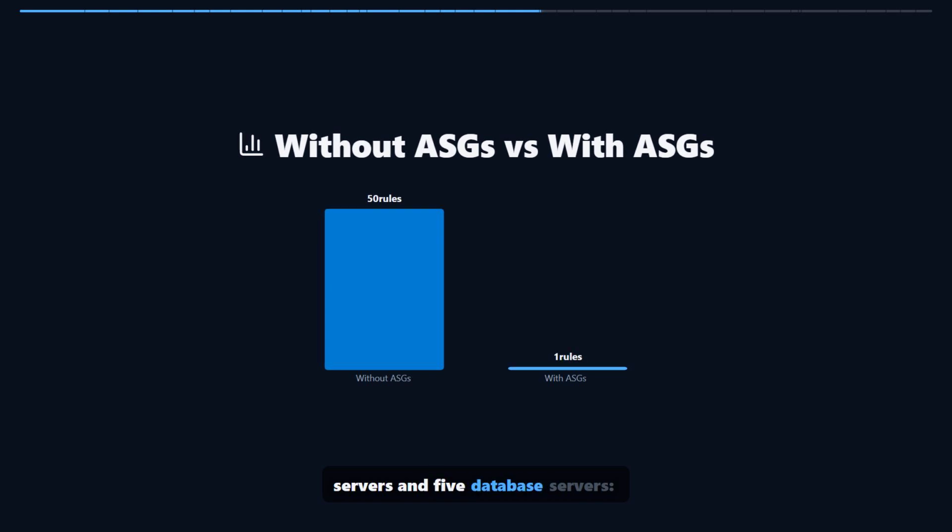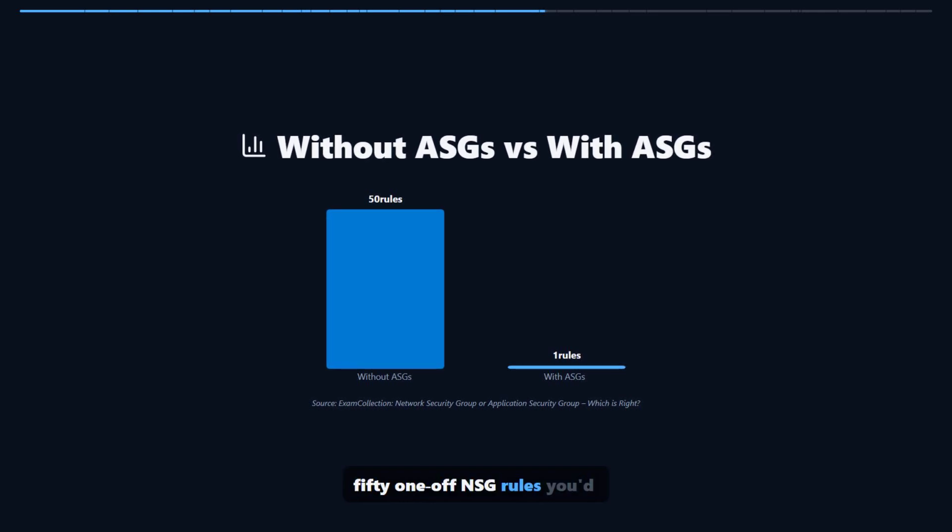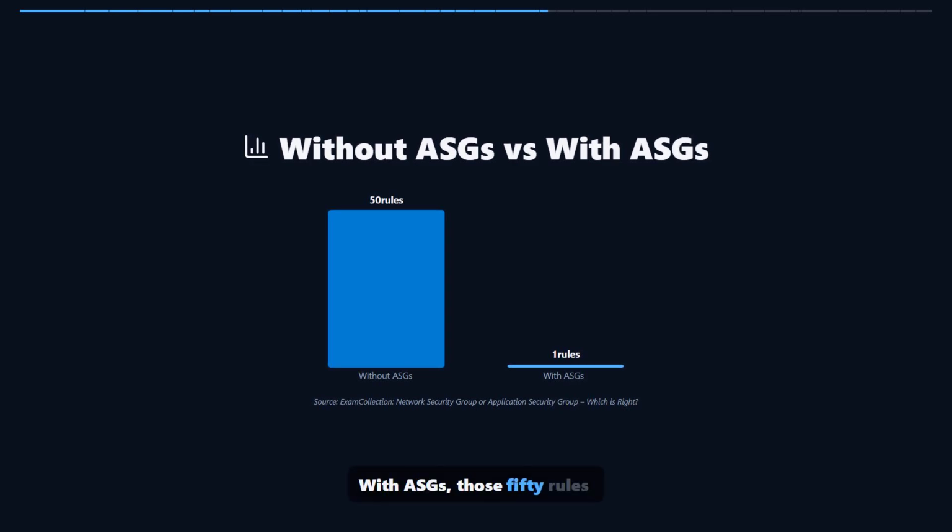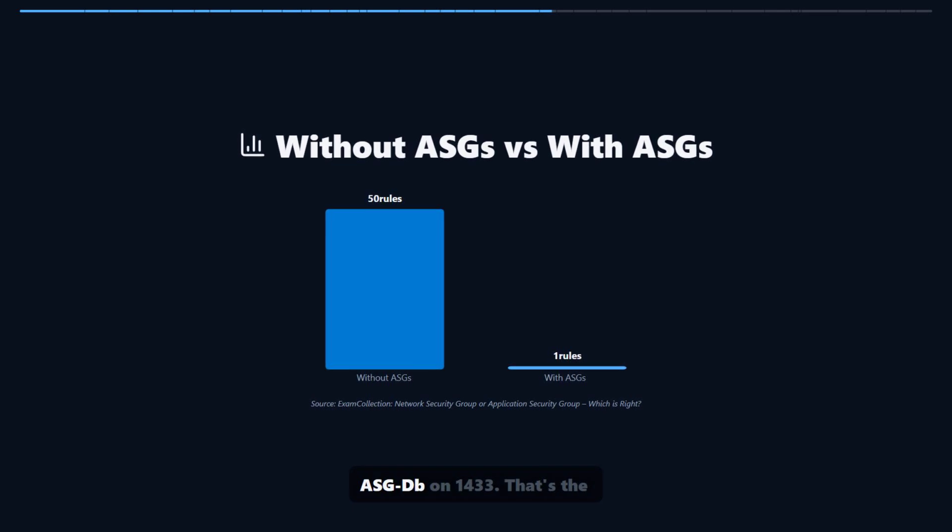Here's the math. 10 web servers and 5 database servers. That's 50 source-destination combinations. 50 one-off NSG rules you'd have to write and maintain. With ASGs, those 50 rules collapse into a single rule: Allow traffic from ASG Web to ASG DB on 1433. That's the power of abstraction. Scale without exploding your rule set.